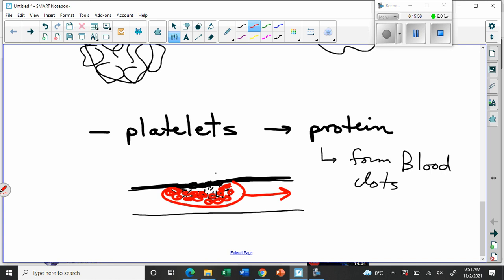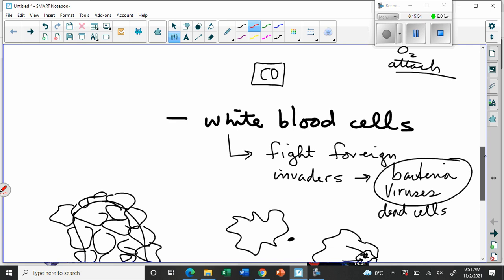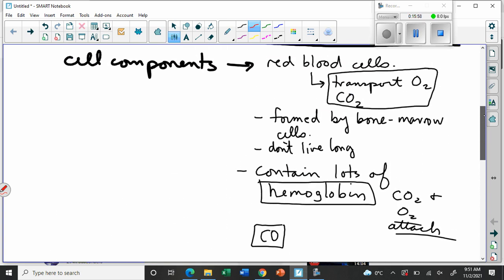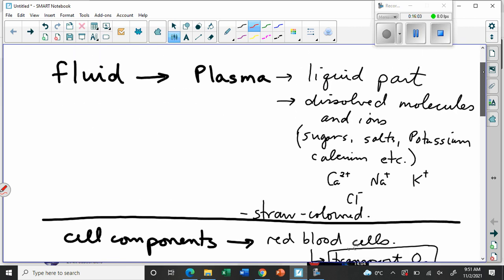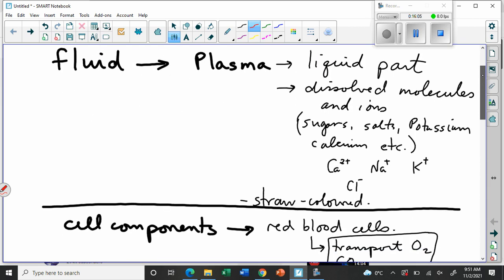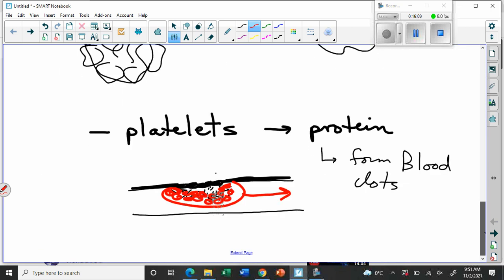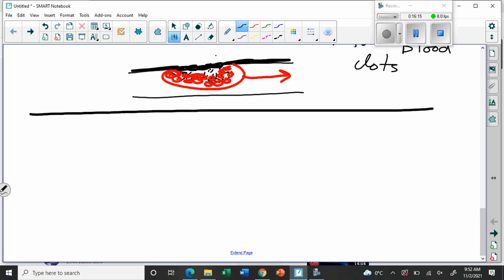So there are the components of blood: the platelets for clotting, the two types of cells, white blood cells for fighting off invaders and red blood cells for carrying oxygen and carbon dioxide, and of course the liquid that everything floats around in, which is also full of all kinds of sugars and salts dissolved in it. All right? Now, while we're talking about blood and blood cells, we can also talk about something called blood types.